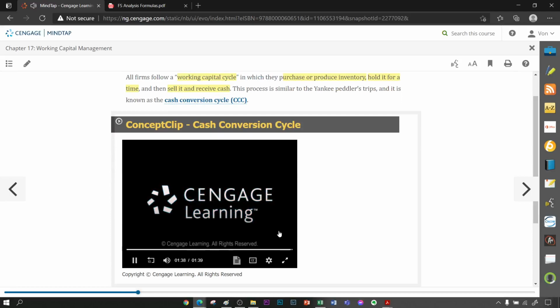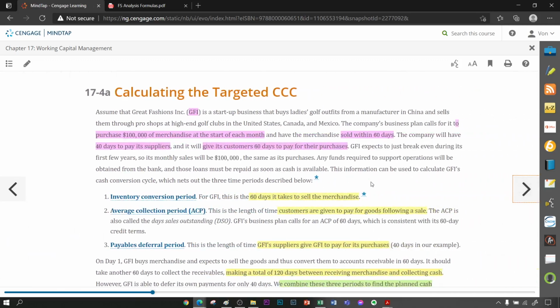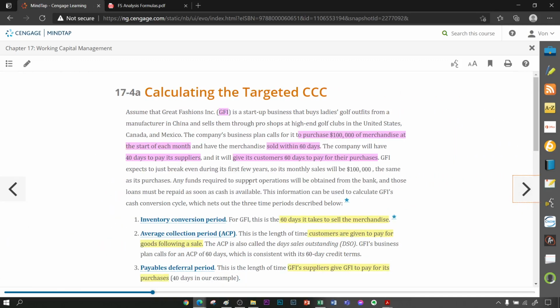Okay. So, mas ma-appreciate mo pa yan pagdating natin dito sa next page. Kasi, kukompute na natin yung CCC o yung cash conversion cycle. Tandaan mo ha, the shorter, the better daw. Okay? So, dito, may example lang tayo, no? May sample company tayo. Si Great Fashions Incorporated. Yan. The company's business plan calls for it to purchase $100,000 of merchandise at the start of each month and have the merchandise sold within 60 days.